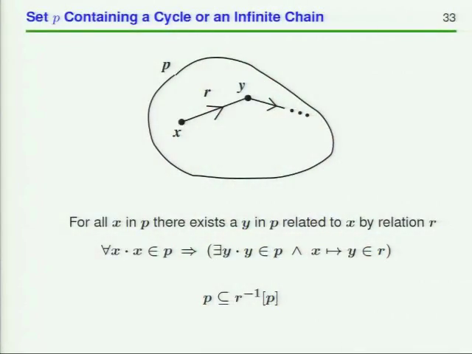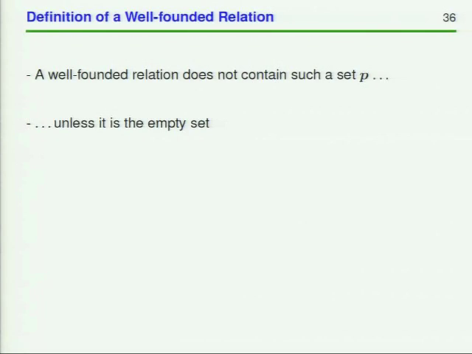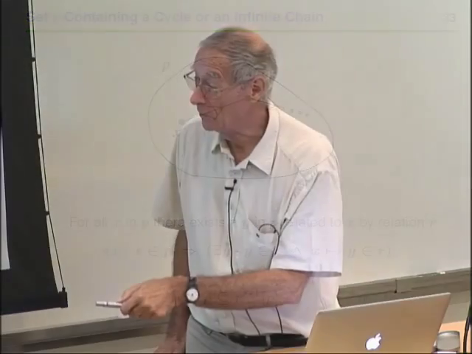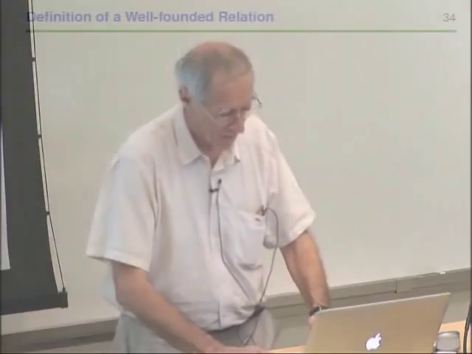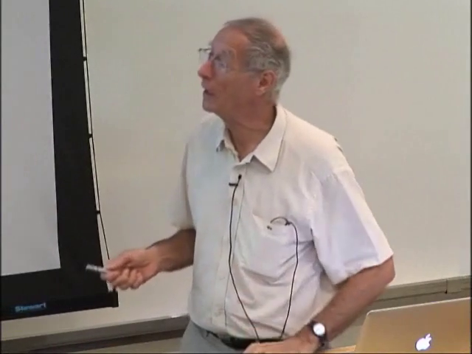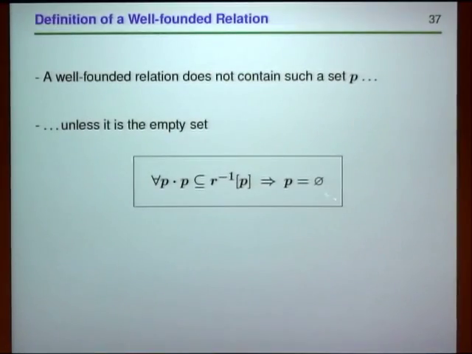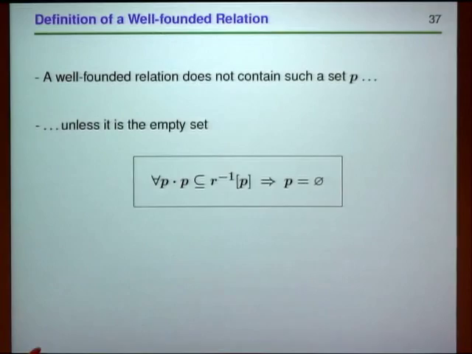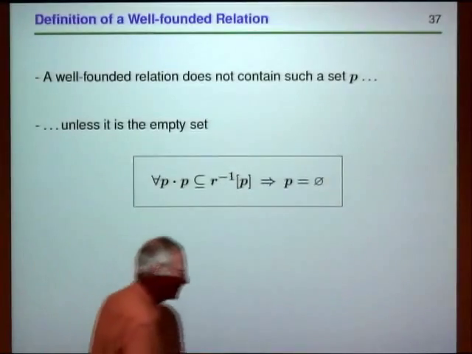So in this set P, I've said all the points have these properties. Now a well-founded relation does not contain such a set P unless it is the empty set, because clearly the empty set obeys this. When P is empty, the empty set is certainly included into this. Therefore, this is the definition of the well-founded. For all sets, if P is included into R minus one of P, then P is empty. So this is the definition of well-founded set. Okay, you agree now? Agree with that, yes. Okay, thank you. Fine.